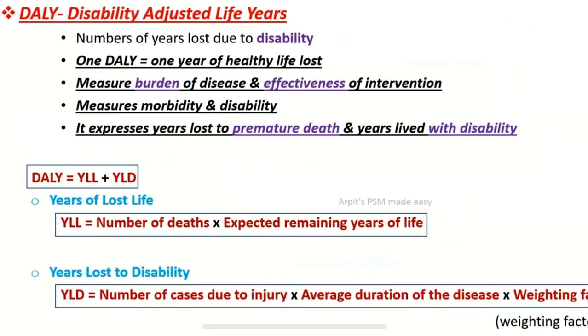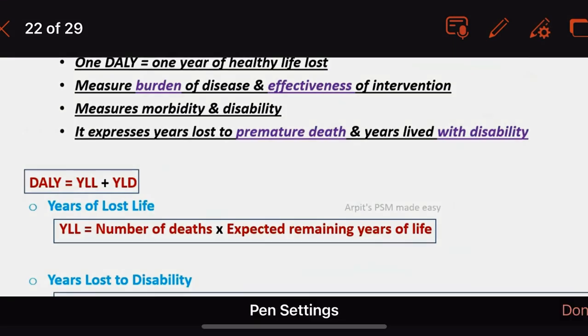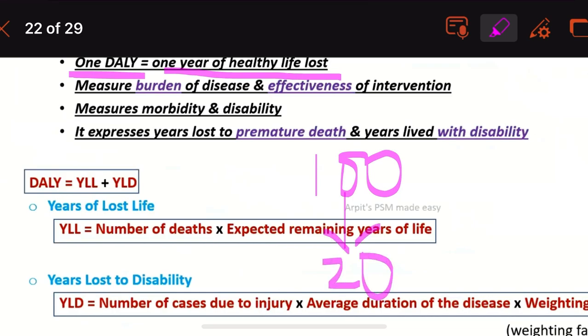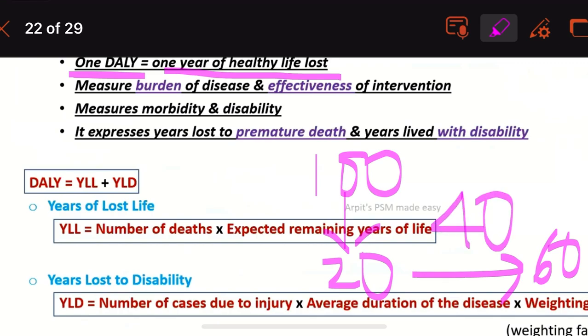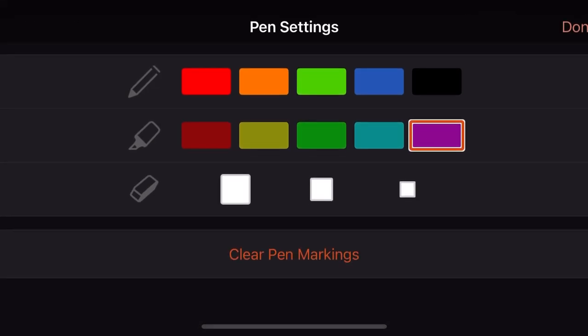Individually, let us see what they are saying. Disability adjusted life year. What is disability adjusted life? That is the number of years he lost because of the disability. One DALY is 1 year of healthy life lost. Now in that example we saw what happened, 20 to 60. So 1 year of healthy life lost. So 40 years he was disabled. So 40 DALY is his calculation, because 1 DALY is 1 year of healthy life lost.